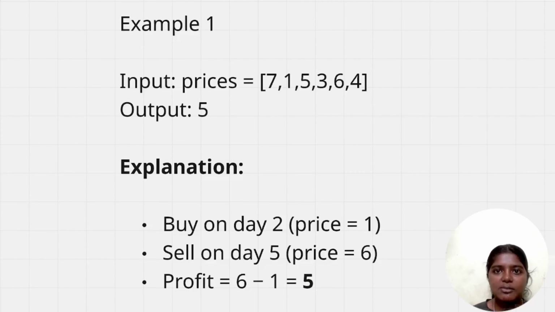So let's see the example for this. Here the input is given as prices from day 1 to day 6: 7 1 5 3 6 4, and our output is 5.